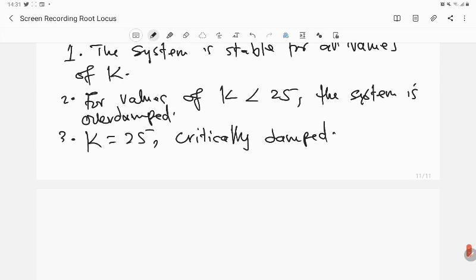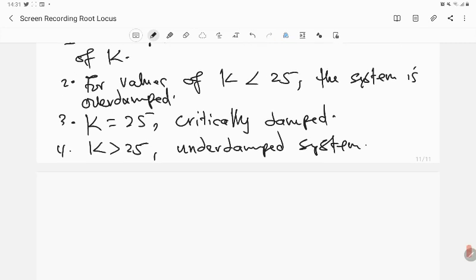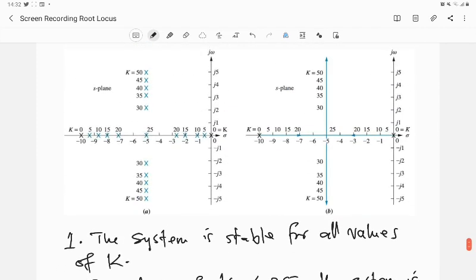Okay. And then the last thing we can also say is what will happen when k is greater than 25. For k greater than 25, we will have an underdamped system. Okay, so when k is greater than 25, we have an underdamped system. Now let's focus on the underdamped portion. So the underdamped portion, we'll talk about this portion.